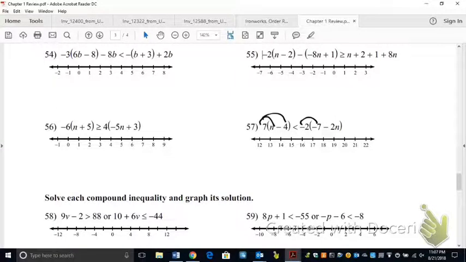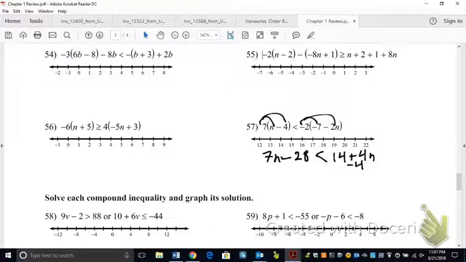Okay, 57. I'm going to distribute that 7 and distribute that negative 2. So I have distribution on both sides of the inequality. So now 7n minus 28 is less than negative 2 times negative 7, positive 14. Negative 2 times negative 2n, positive 4n.